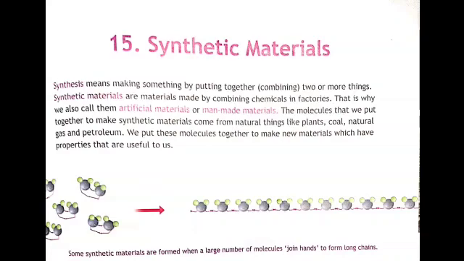Yes, and from where do we get the synthetic materials? We get the synthetic materials from natural things like plants, coal, natural gas and petroleum. Then we put together these molecules to make new materials. Some synthetic materials are formed when many molecules combine together to form a long chain. So as you can see in this picture, many groups of molecules combine together, they form a long chain, and it is called synthetic materials.